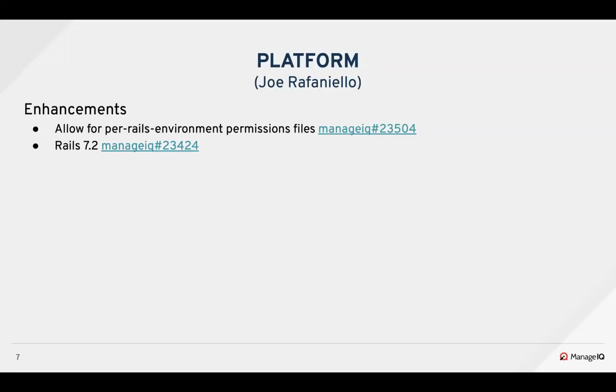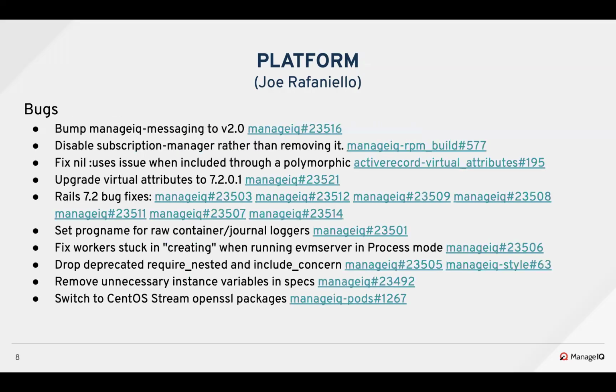Thanks, Adam. For platform enhancements this sprint, Adam added support for per Rails environment permission files within our VMDB plugins. And Rails 7.2 was merged on master with contributions from Keenan, Jason, and myself. Next slide. For platform bugs this sprint, Adam bumped ManageIQ messaging to 2.0 to handle a missing message protocol in the configuration.